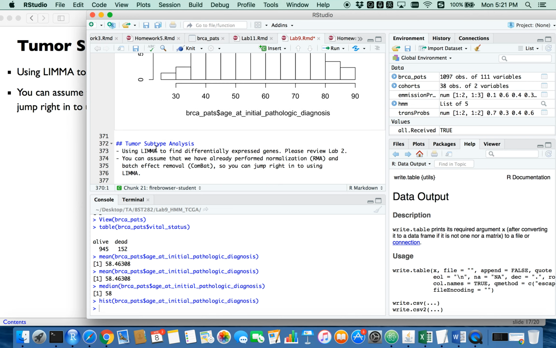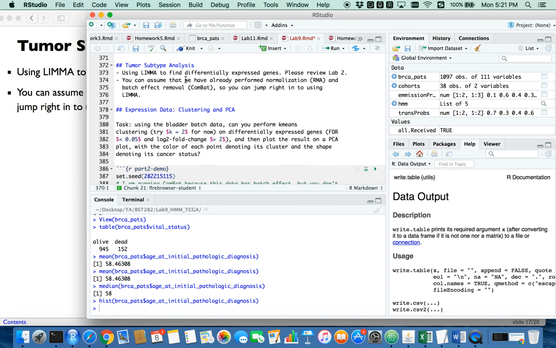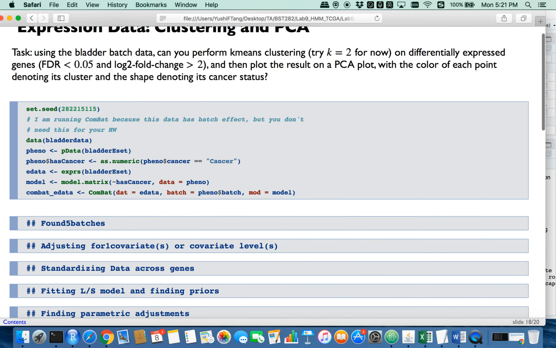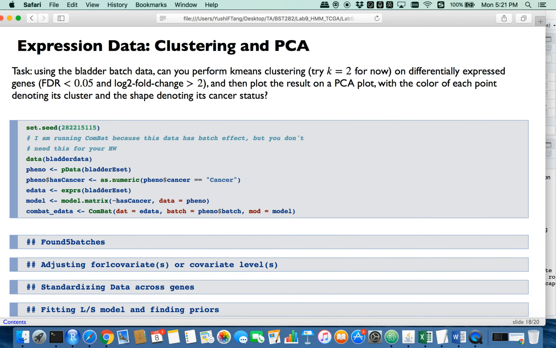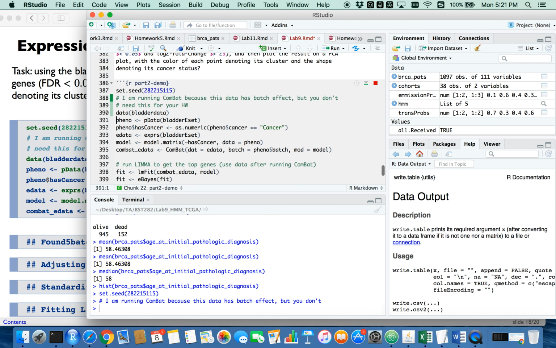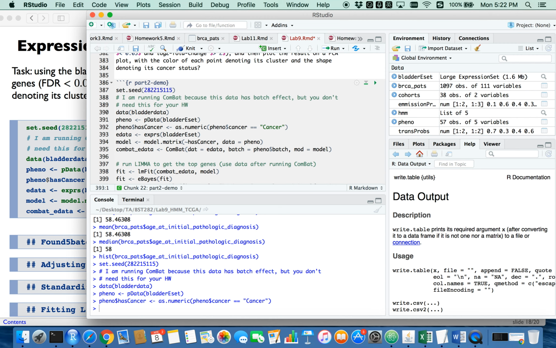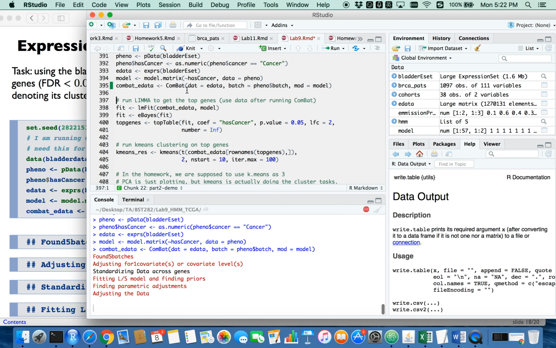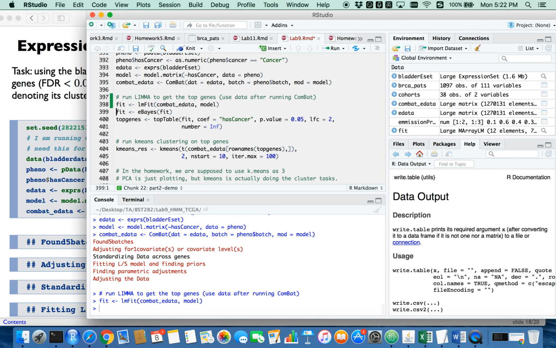And then for the tumor subtype analysis, you can use limma to find differentially expressed genes. Please review lab 2, and you can assume that we have already performed the normalization and batch effect removal, so you can jump right to using limma. We could also do the clustering and the PCA to visualize the differentially expressed results. But before doing so, we have to remove some batch effect. So we can use the bladderbatch data, and also the SVA package, and also ComBat to remove the batch effect. They are old friends, right?